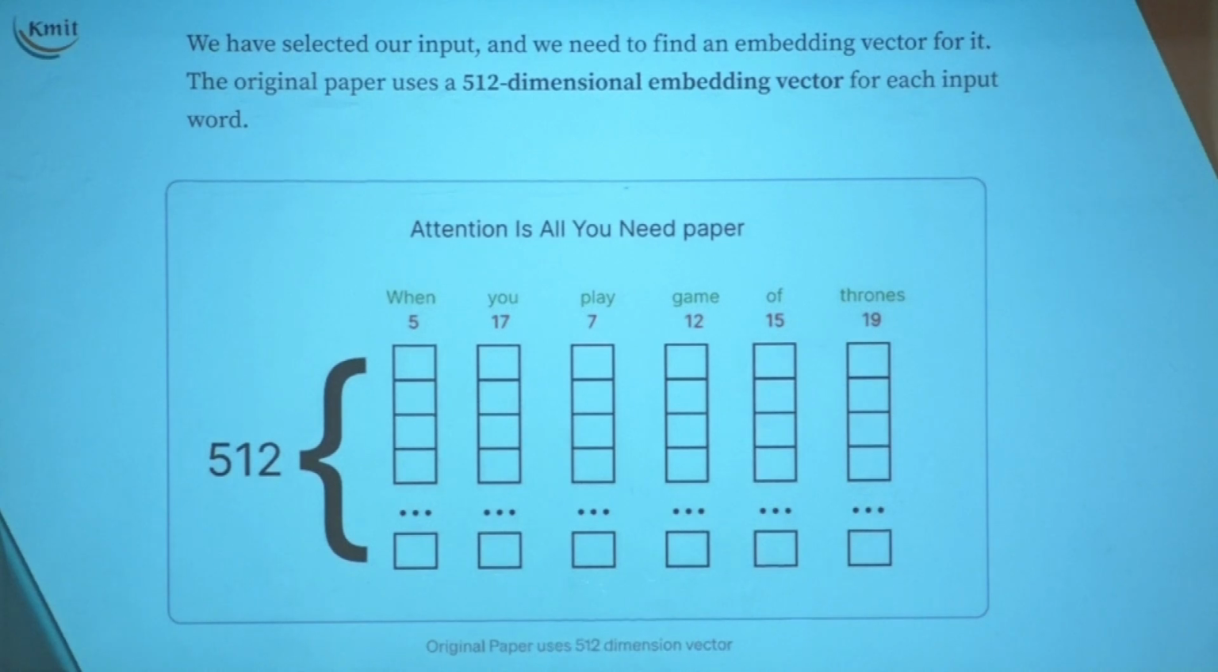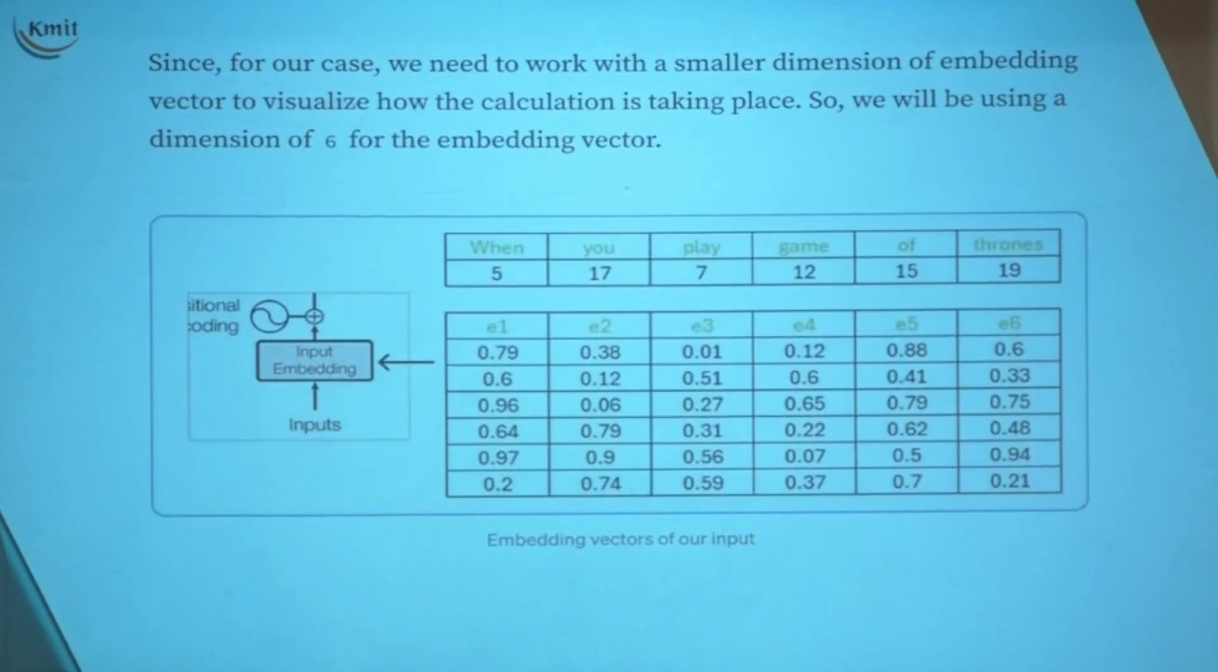For easy understanding, let's put 512 aside. What do you mean by 512 embeddings? The word 'when' will have 512 depictions. The word 'you' will have 512 depictions. The word 'play' will have 512 depictions. I don't want 512 as of now. So let's take some 6. Okay. So each word has a 6-dimensional embedding vector.